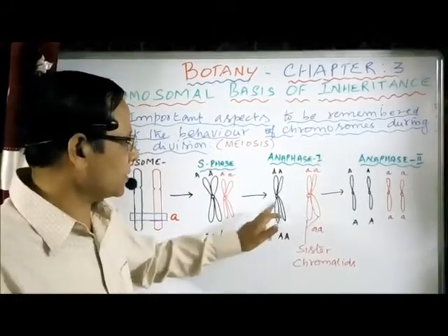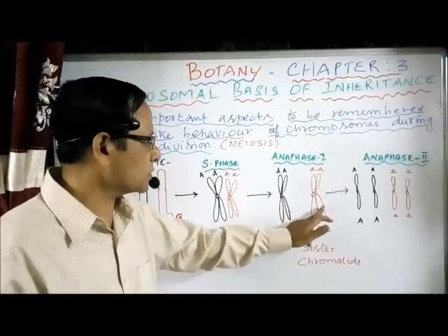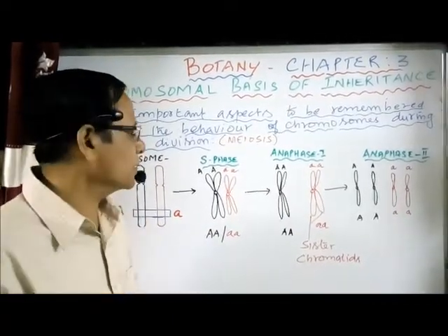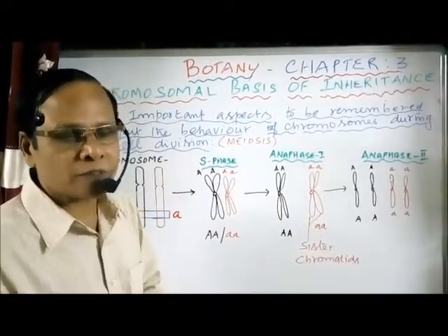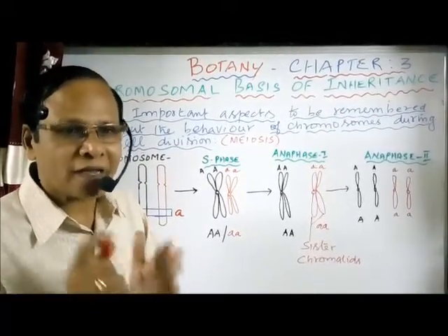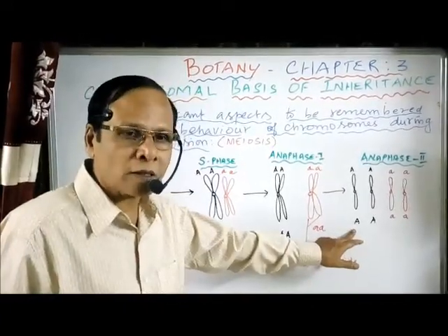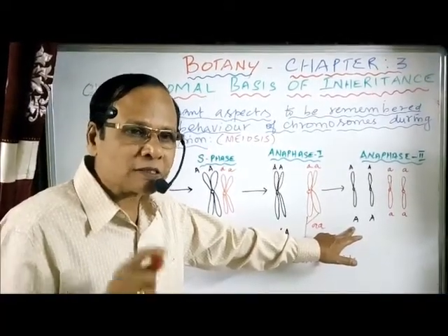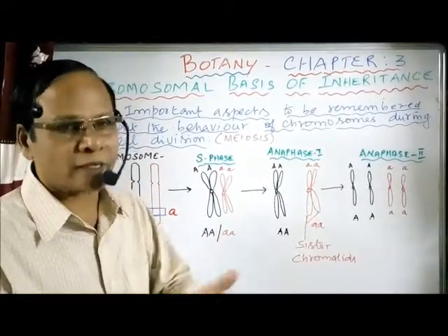Because of the division of the centromere, the sister chromatids now get separated. These two are called sister chromatids, belonging to one homologous chromosome. So during anaphase 2, the sister chromatids of the homologous chromosome undergo separation. As a result, each cell receives only one gene, or allele, a single factor for a particular character.